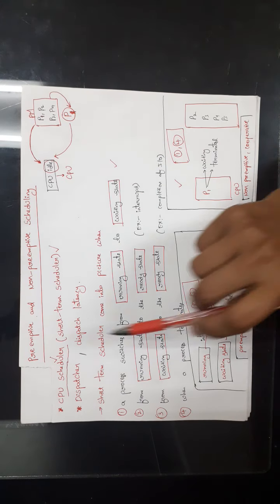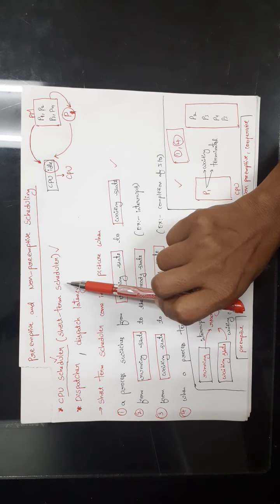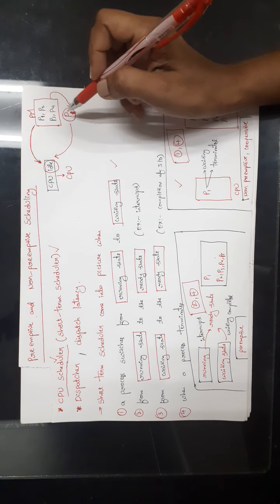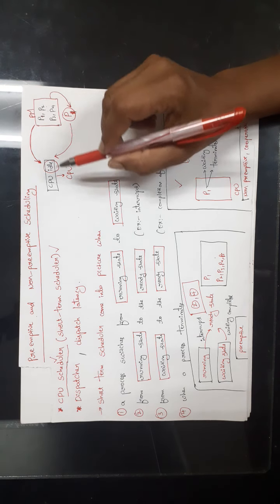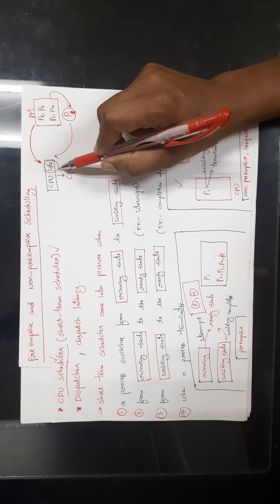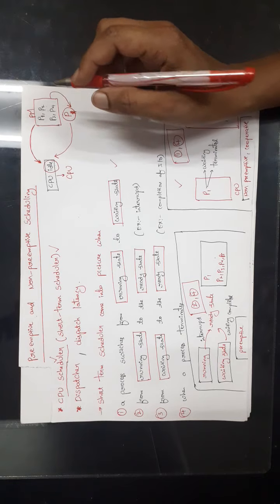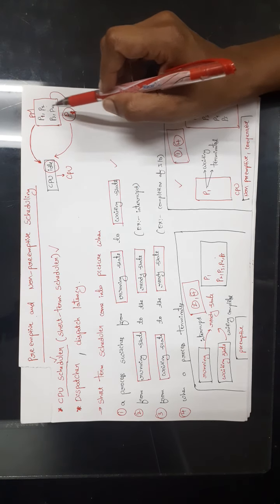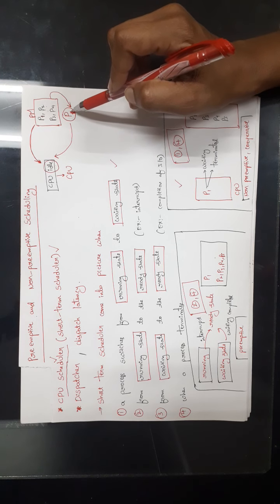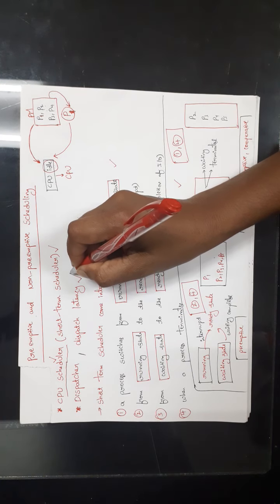So what is the job of the short-term scheduler? Its job is to choose one process among all the processes in the primary memory when the CPU is idle, so that we can allocate that CPU to the particular process. Selecting one process among all the processes in the primary memory is done by the CPU scheduler. Then the next term is the dispatcher.